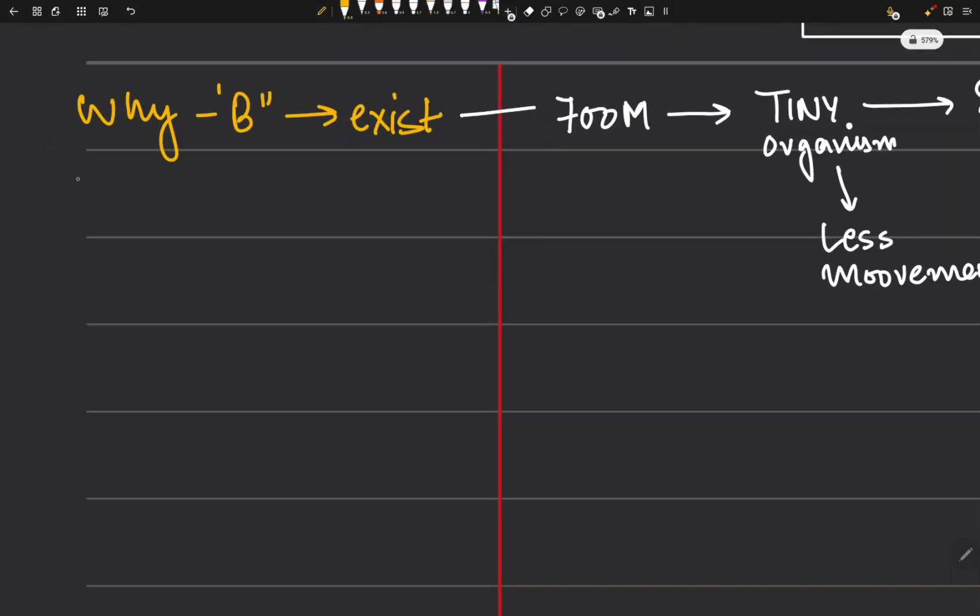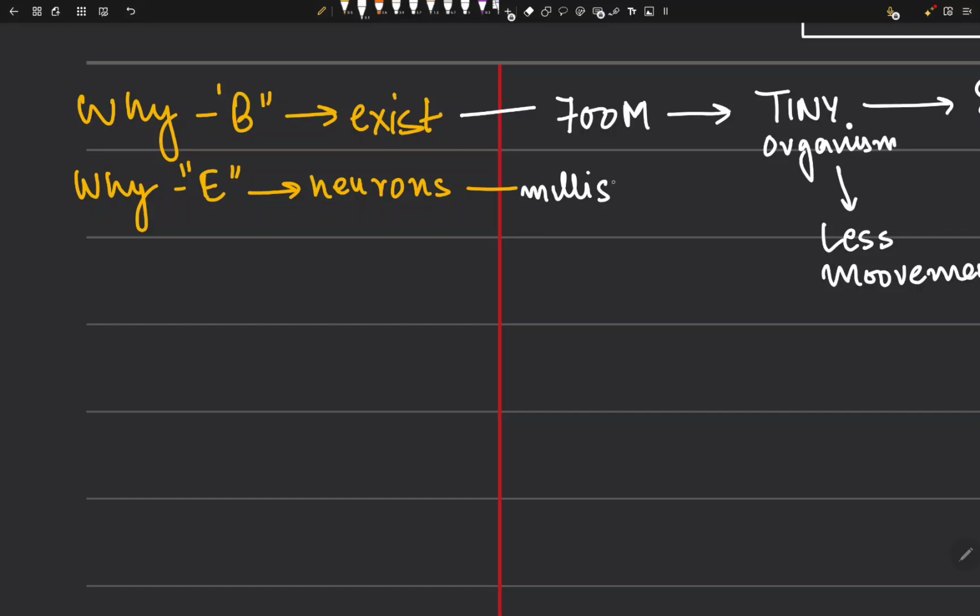This question is, why electricity in neurons? Because it's fast. It's about milliseconds. They are fast. Blood is not fast. Hormones are not fast. That's the answer.